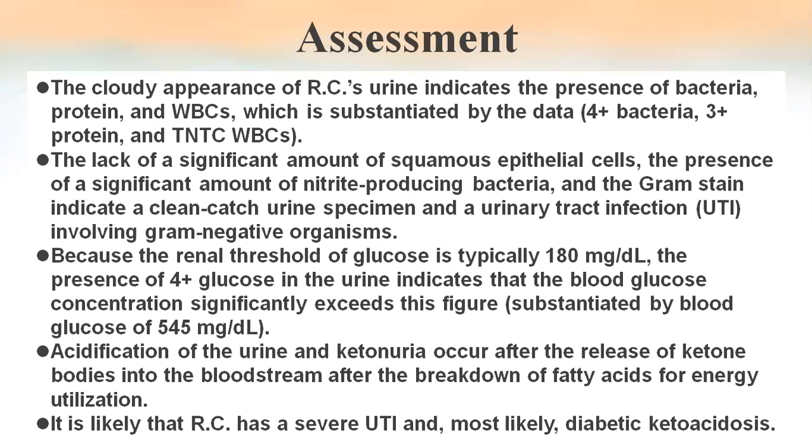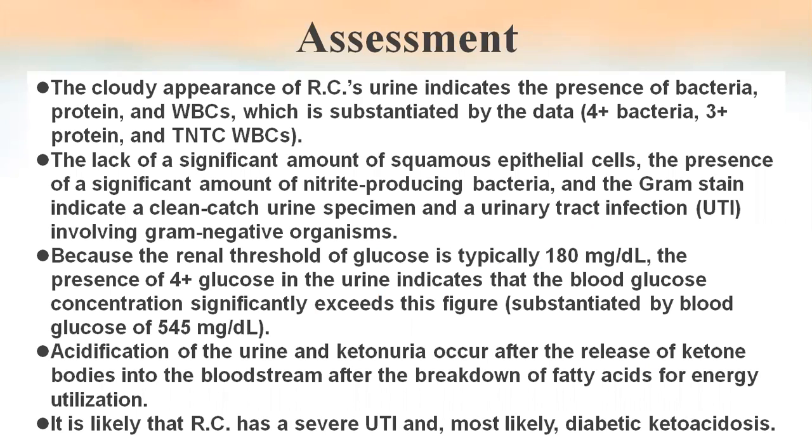Assessment: the cloudy appearance of RC's urine indicates presence of bacteria, protein, and WBCs, which is also indicated by the data, plus 4 bacteria, plus 3 proteins, and too numerous to count WBCs. The lack of a significant amount of squamous epithelial cells and the presence of a significant amount of nitrite-producing bacteria indicates urinary tract infection, UTI, involving gram-negative organisms.